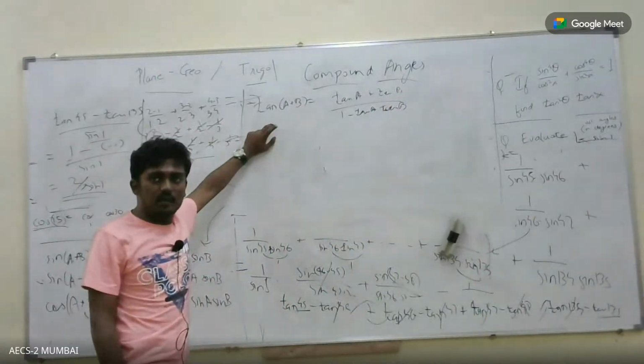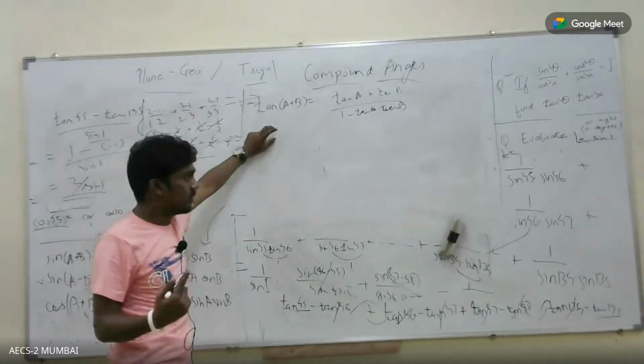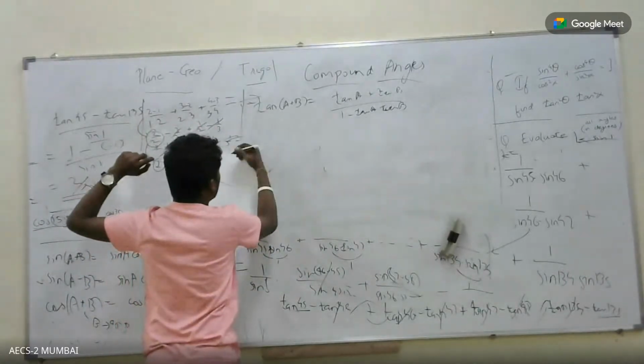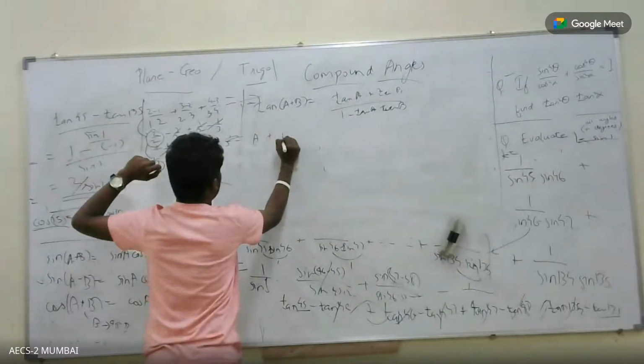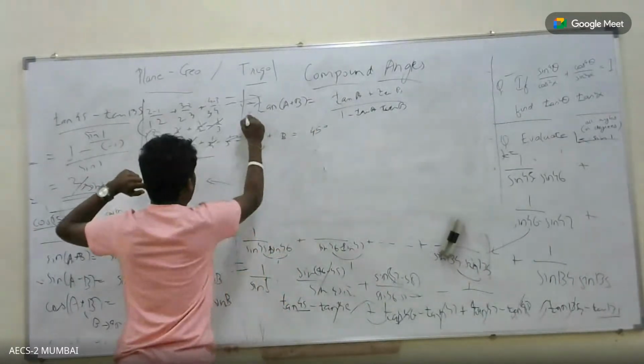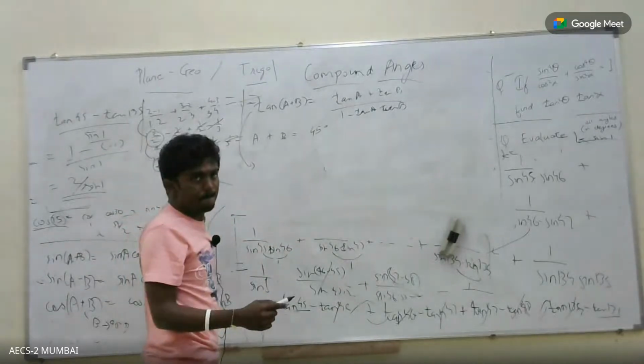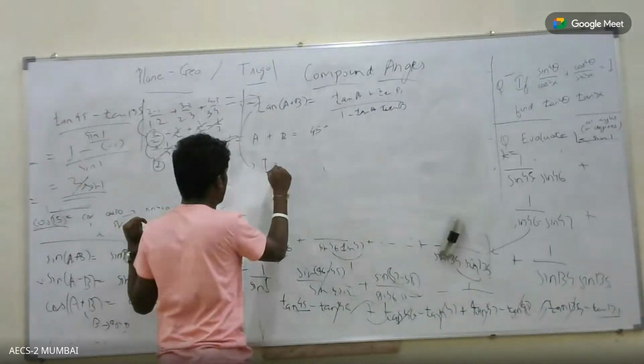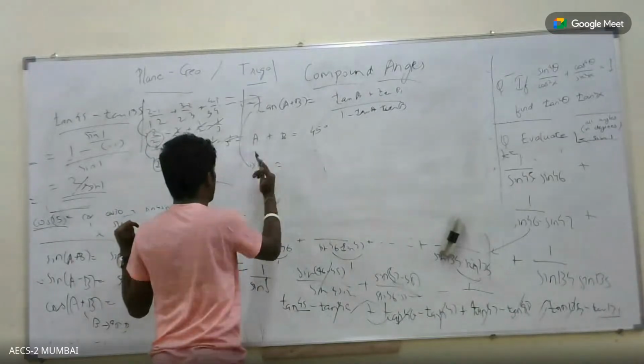We know this identity, do we? Yes? So, notice what happens when A plus B is equal to 45 degrees. What does the LHS become? 1. Perfect. So, tan of 45 is equal to 1.